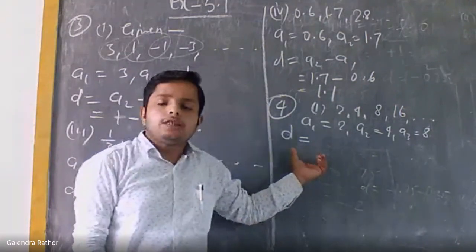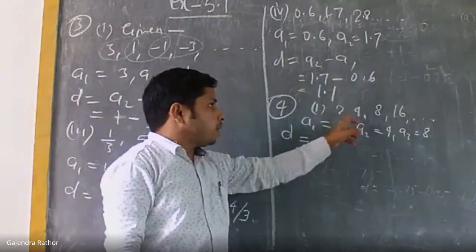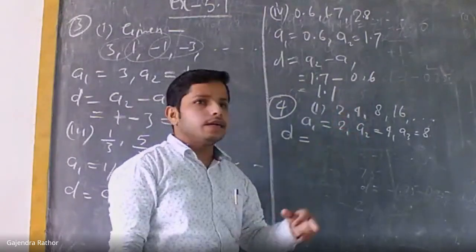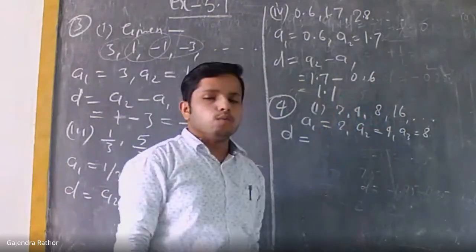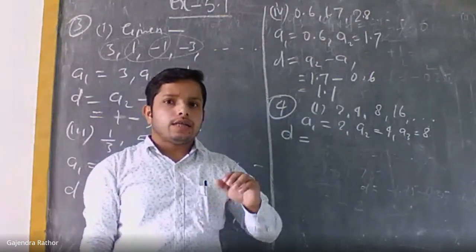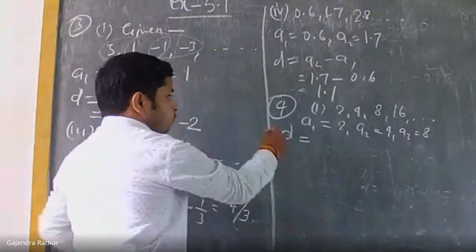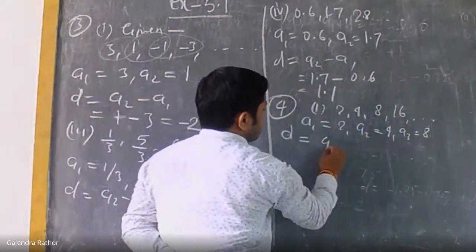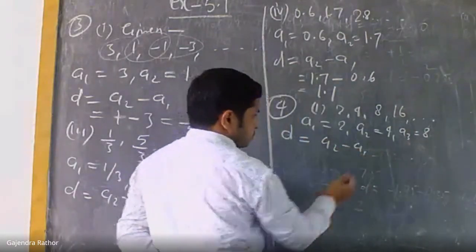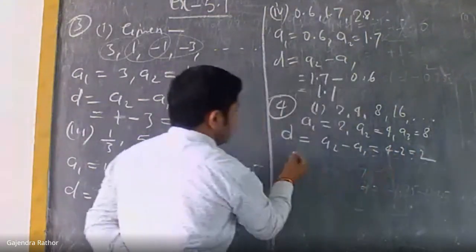अब हम AP चेक करने के लिए कॉमन डिफरेंस दो टाइप से फाइंड करेंगे. First type A2 minus A1, the second type A3 minus A2. यदि दोनों टाइप से हमारा कॉमन डिफरेंस सेम है, then the pattern will be an AP, otherwise not. So first type D is equal to A2 minus A1 is equal to 4 minus 2 is equal to 2.